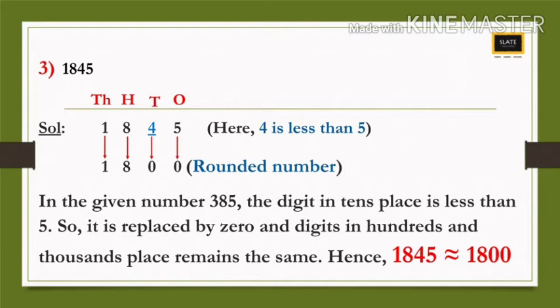Very good. Now the tens place digit. What we compare is the tens place digit, right? So what is the value there? 4. So now you tell me, is 4 less than 5, greater than 5 or equal to 5? Yes, it is less than 5. So what do we need to do now? Yes, 4 is replaced by 0 while retaining the other digits. I mean the digits in the hundreds place and thousands place will remain the same. Now what value did we get? Yes, 1800. Now 1800 is the rounded number.